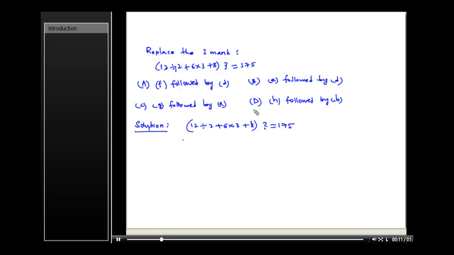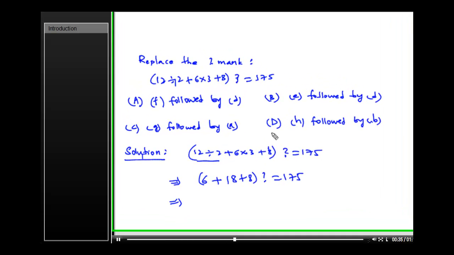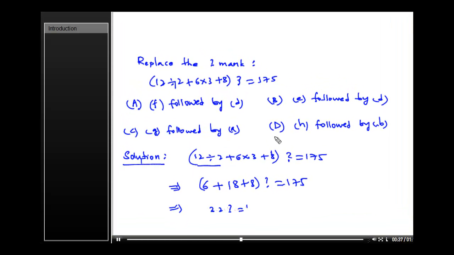Let us begin with the solution. This is a given equation. This implies we'll apply the BODMAS rule. 12 divided by 2. Since division is there, we need to perform it first. 12 divided by 2 is 6 plus 6 into 3 is 18 plus 8 question mark is equal to 175. This implies 18 plus 8 is 26 plus 6 is 32 question mark is equal to 175.